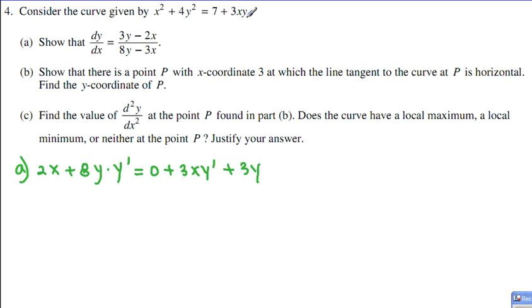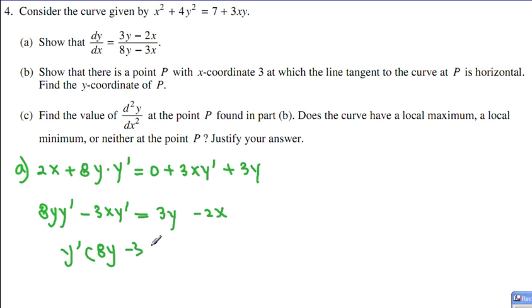Derivative of 3xy with respect to x. Now, so that's what we end up getting. And as we move all the terms with the y prime to one side, we end up getting 8y y prime minus 3x y prime, which is equal to 3y minus 2x. As we factor out y prime, 8y minus 3x, which is equal to 3y minus 2x.